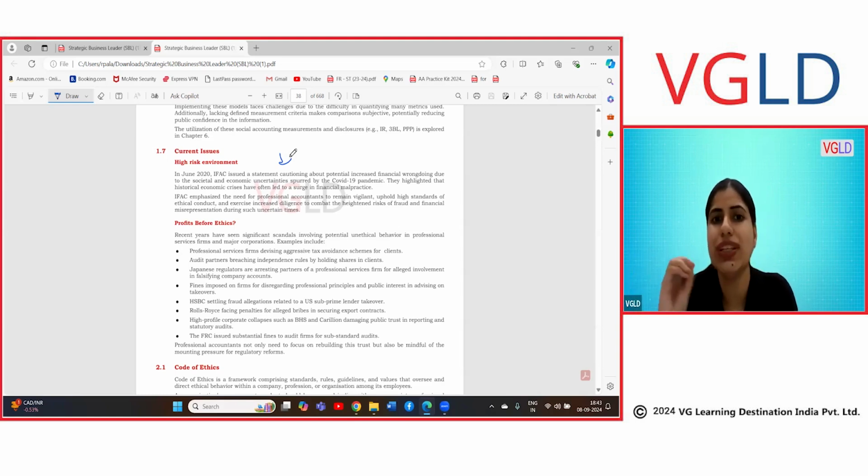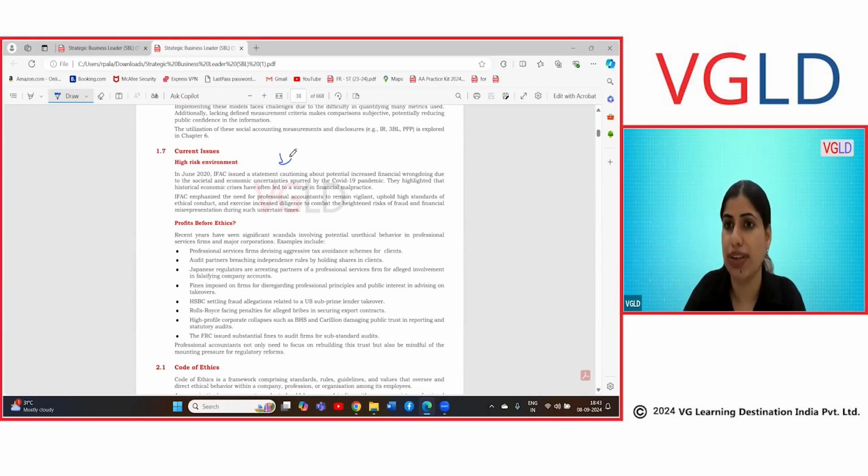This body has issued a statement, and you don't need to remember this, it's just for your general knowledge. They have mentioned that in history we have seen certain crises related to financial malpractice, that directors were providing wrong information with respect to financial funds, and that's why it is important to consider the importance of true information, and they are now more strict. And that's why it is important for an accountant to remain vigilant and uphold high standards of ethical conduct. And that's why we now have good standards.